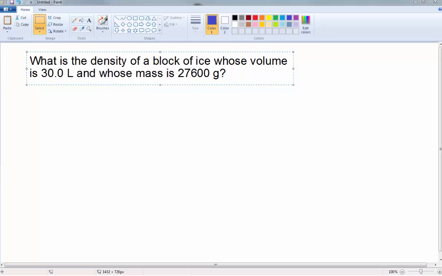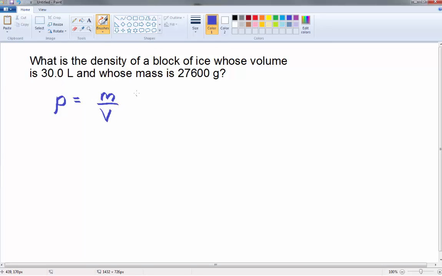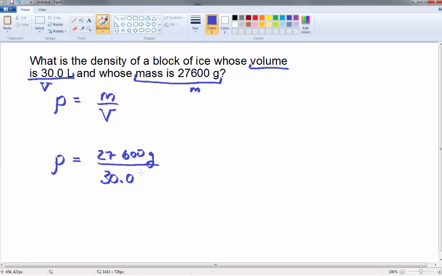So to answer this question, we take the density, rho, and set it equal to mass over volume. We have to identify what the mass is and what the volume is. Well, this one right here says the mass is 27,600 grams. So this represents m. This part right here says the volume is 30.0 liters. So this represents volume v. And so this density is going to be given by 27,600 grams divided by 30.0 liters.